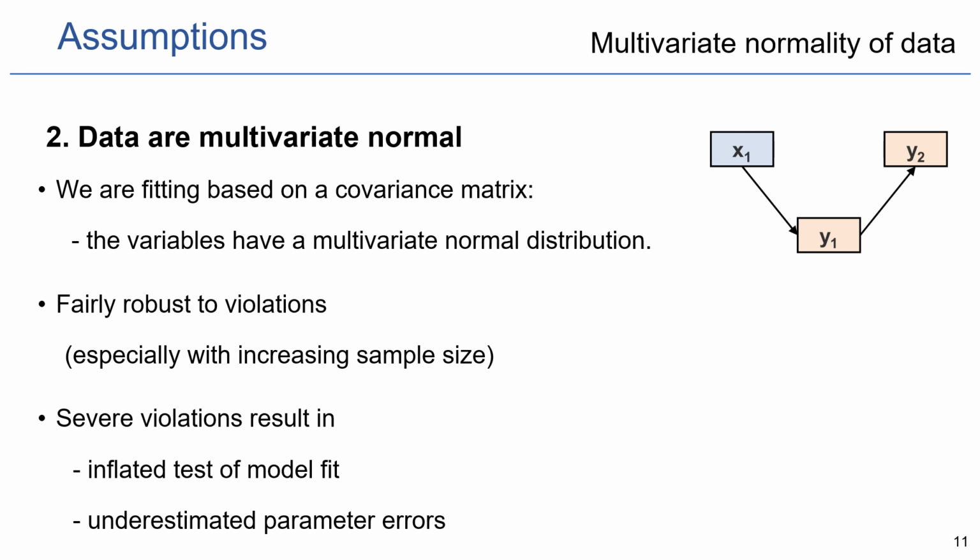But if we have severe violations, this also can result in a problem. We can have inflated model test statistics, meaning that it will lead models to be rejected more often than they should be rejected. Also, we can have underestimated standard errors. This would lead tests of individual parameters to be accepted more often than they should be accepted.